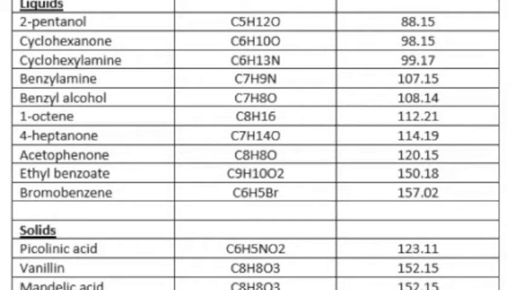Unknown solid 4 was anthracene with the formula of C14H10 and a molar mass of 178.23 grams per mole.